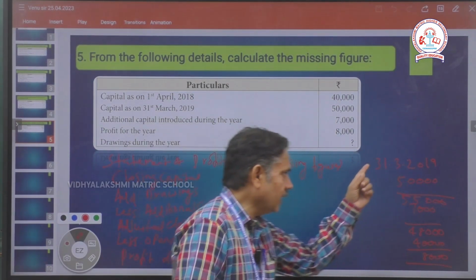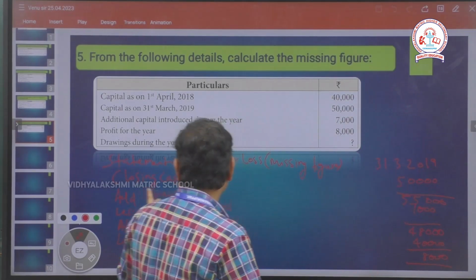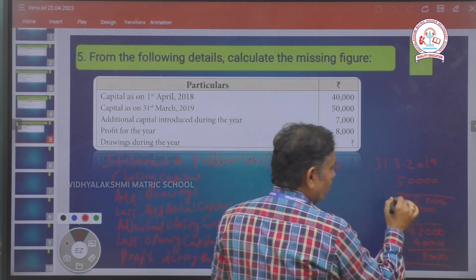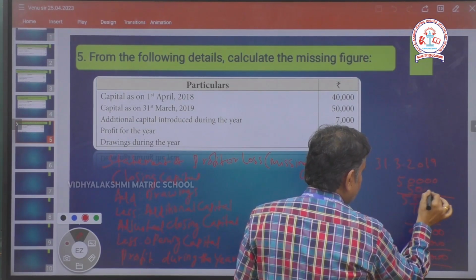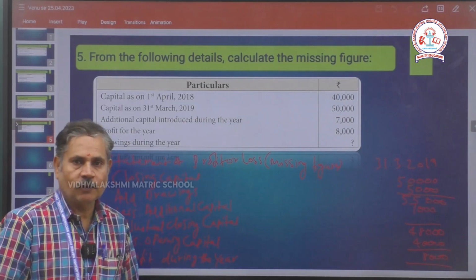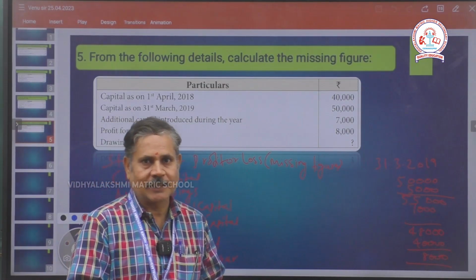55,000. So you will take the 55,000, then less with closing capital. What is the value of closing capital? 50,000. So 55,000 minus 50,000 and remaining balance answer 5,000. So this way we have to find out the answer for drawings. Do you understand, my dear students?